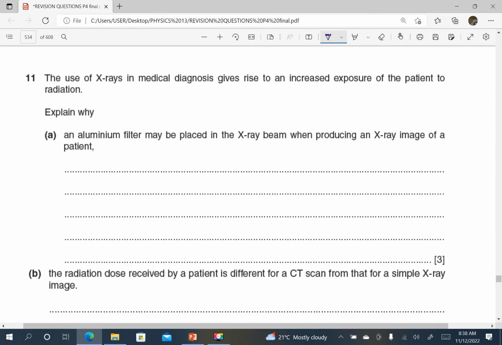The use of X-rays in medical diagnosis gives rise to an increased exposure of the patient to radiation. Explain why an aluminum filter may be placed in the X-ray beam when producing an X-ray image of a patient. So you must be thinking about this question as similar to the previous question.